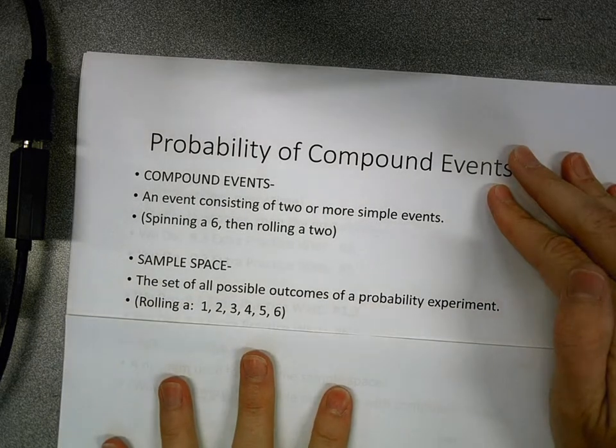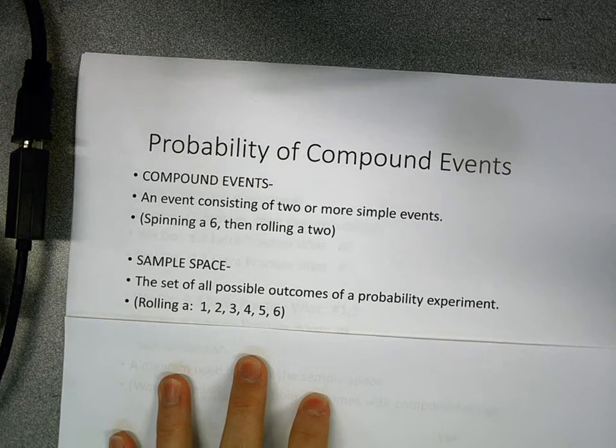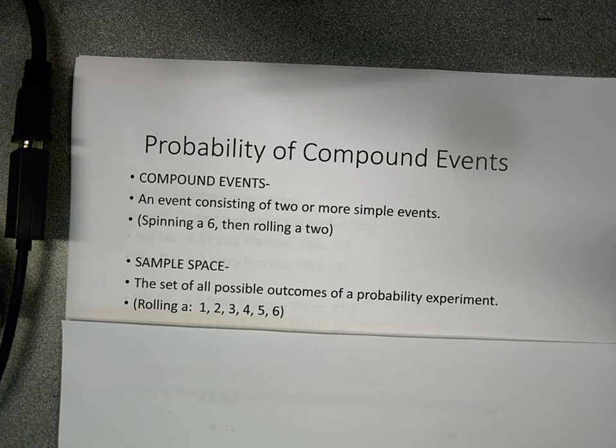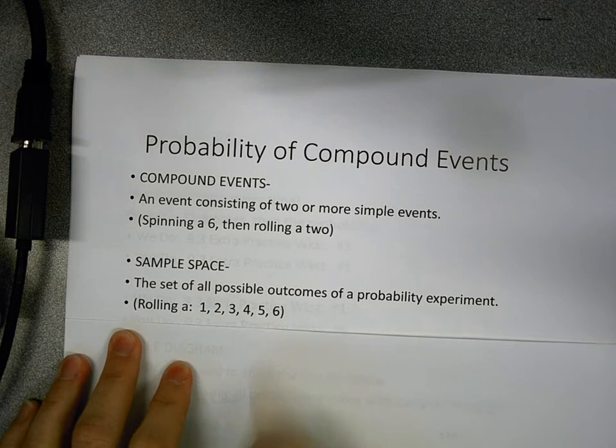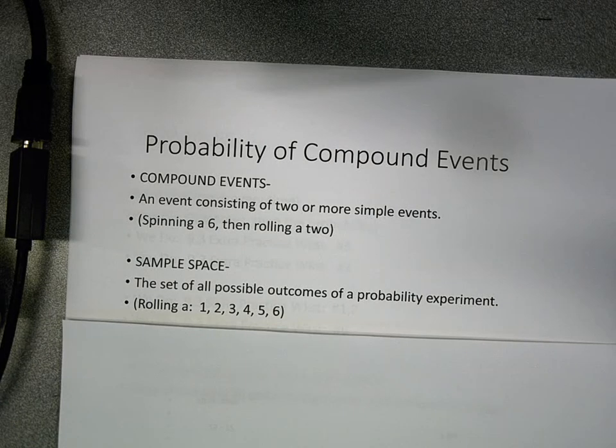All right, so here we go. Kind of going along with what I said, with a number cube, rolling a 1, 2, 3, 4, 5, and 6, the sample space would be those numbers, because those are all the different things you can roll. All the different outcomes, all the possible outcomes.